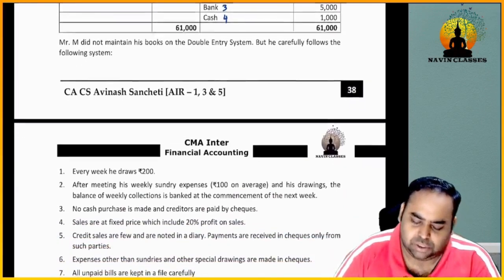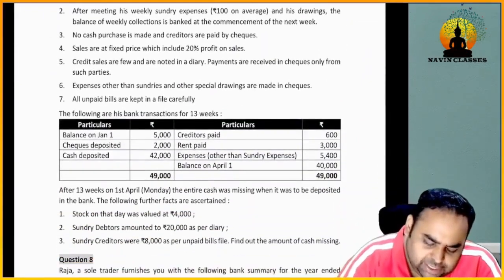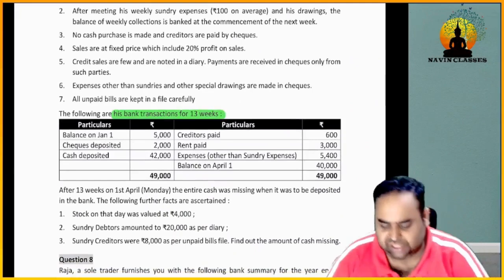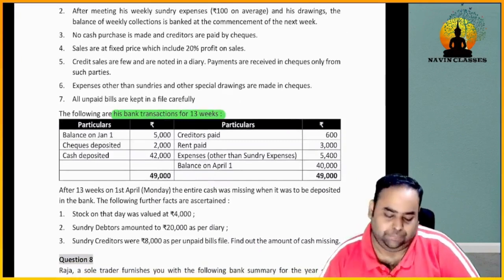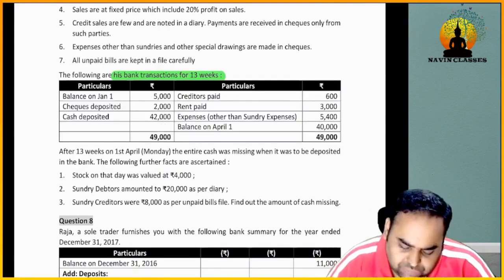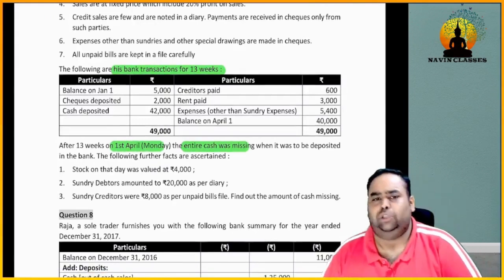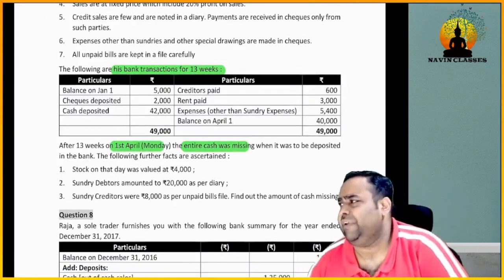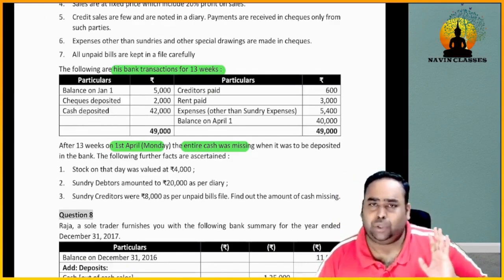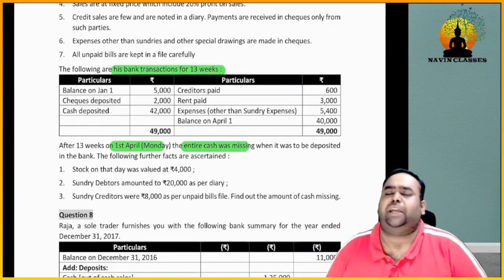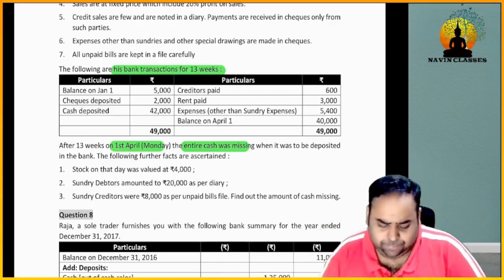Mr. M did not maintain his books on the double entry system, but he carefully followed the following system. The following are his bank transactions for 13 weeks. The question mentions that there are 13 weeks of bank transactions. After 13 weeks, on 1st April, Monday, entire cash was missing. On 1st April, when we were to deposit the money in the bank, we saw that cash was missing. So it means that some cash was stolen. That means if I were to write the cash balance for March 31, it would be nil. And whatever difference we have in the cash account was stolen.